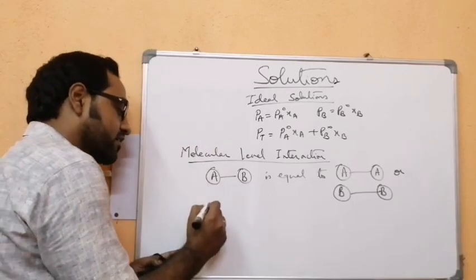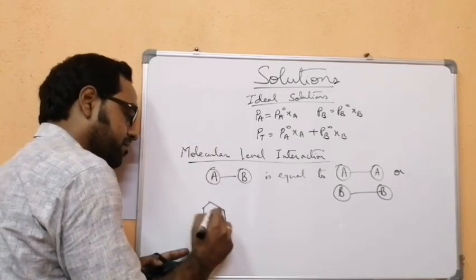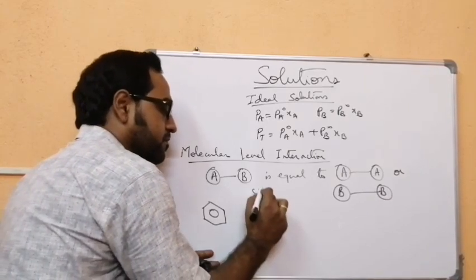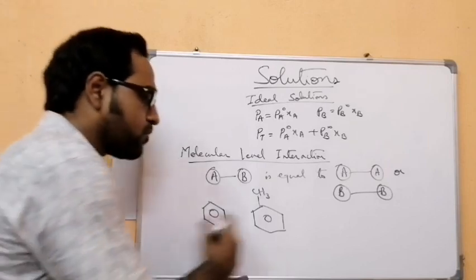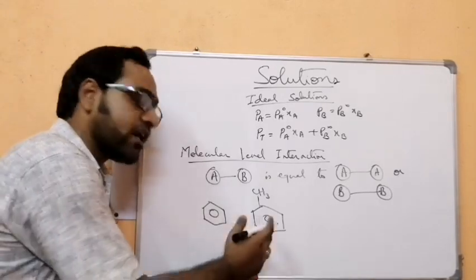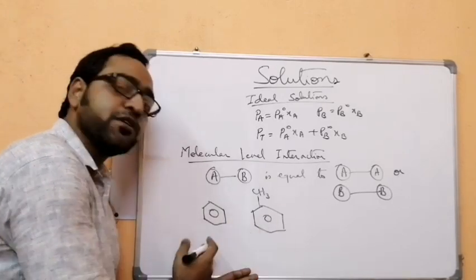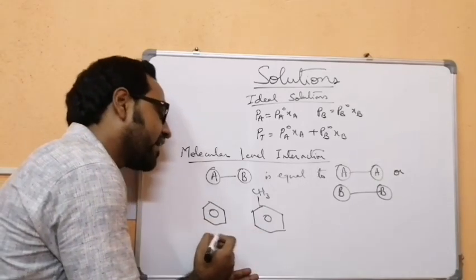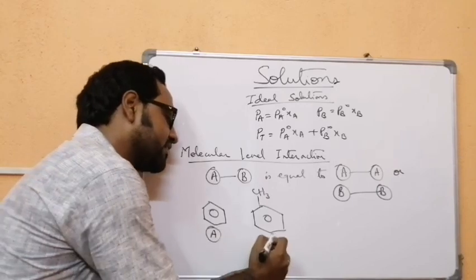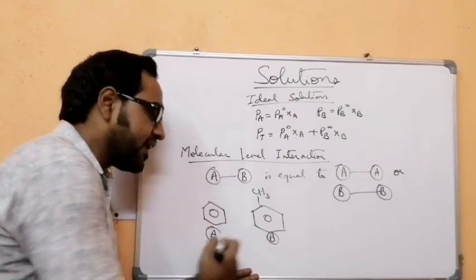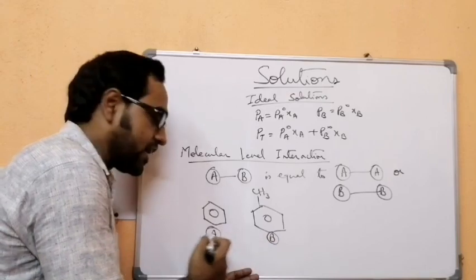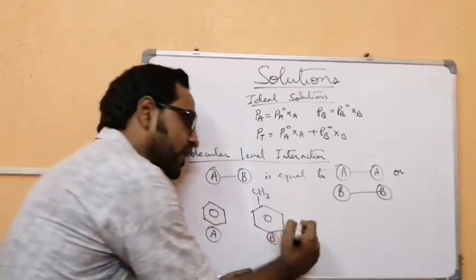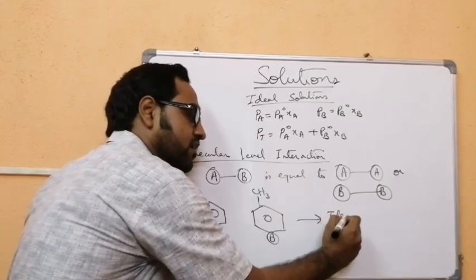Now, if you consider benzene and toluene, both of them have similar structure, both are non-polar, so the forces of attraction between both the molecules are London force. Hence if this component is A and this component is B, then AB interaction is also London force, AA interaction is also London force, BB interaction is also London force. So they will form ideal solution.